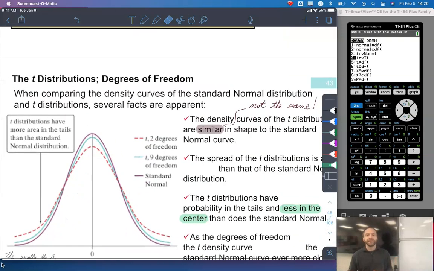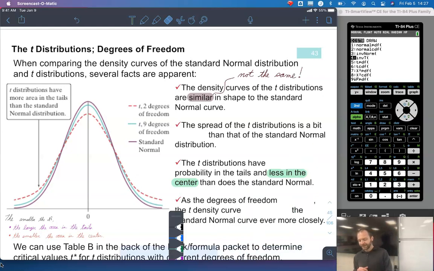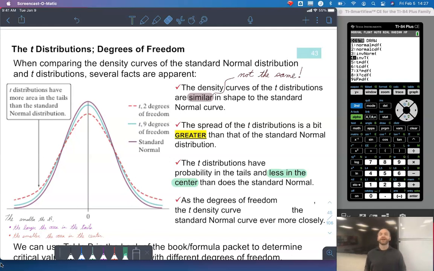So here are a couple things to keep in mind with the t distribution and degrees of freedom, and we're comparing the density curve. The curves of the t distribution are similar, not the same, similar to the shape of the standard normal curve. That's important: they are similar, they are not the same. Something else to keep in mind is that the spread of the t distributions is a bit greater than that of the standard normal distribution. So it has a larger spread, and I talked about that. The t distribution also has more probability in the tails and less in the center. We talked about that one already.